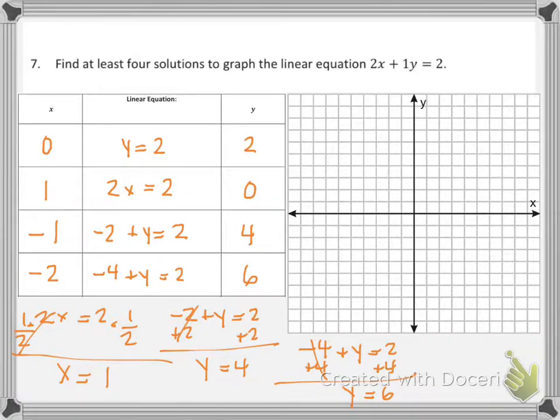So 0 to the right and 2 up. 0 right, 2 up is there. 1 right and don't go up or down. 1 to the right and stay there. So that's right on the x-axis.